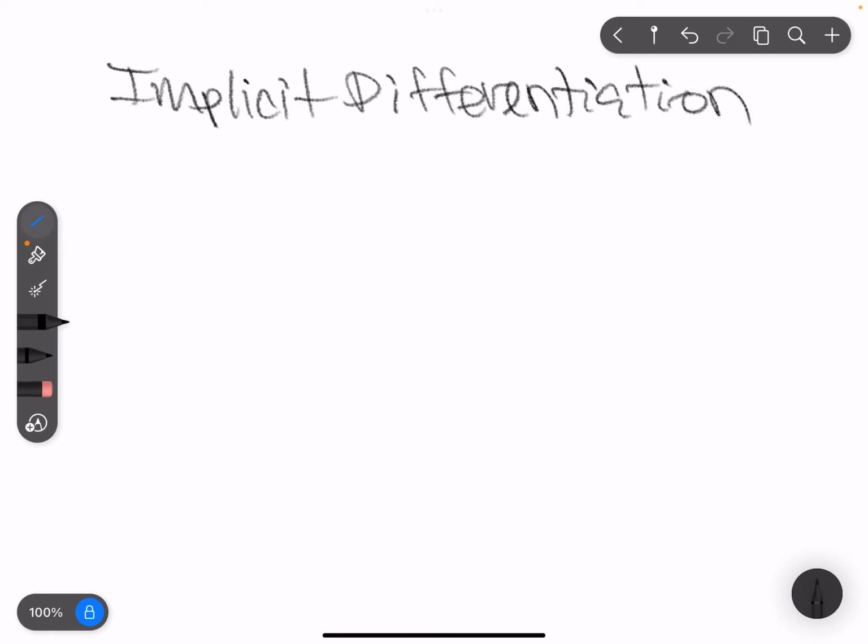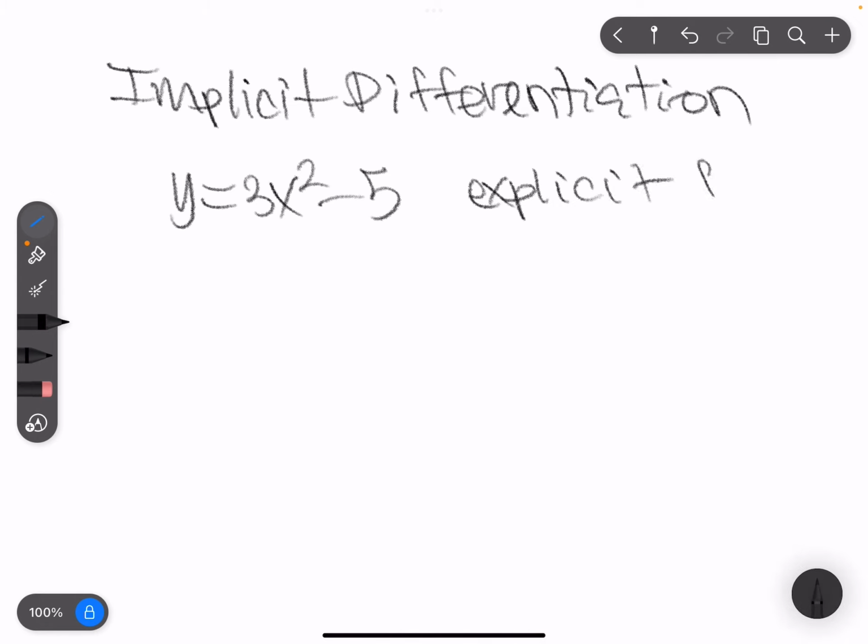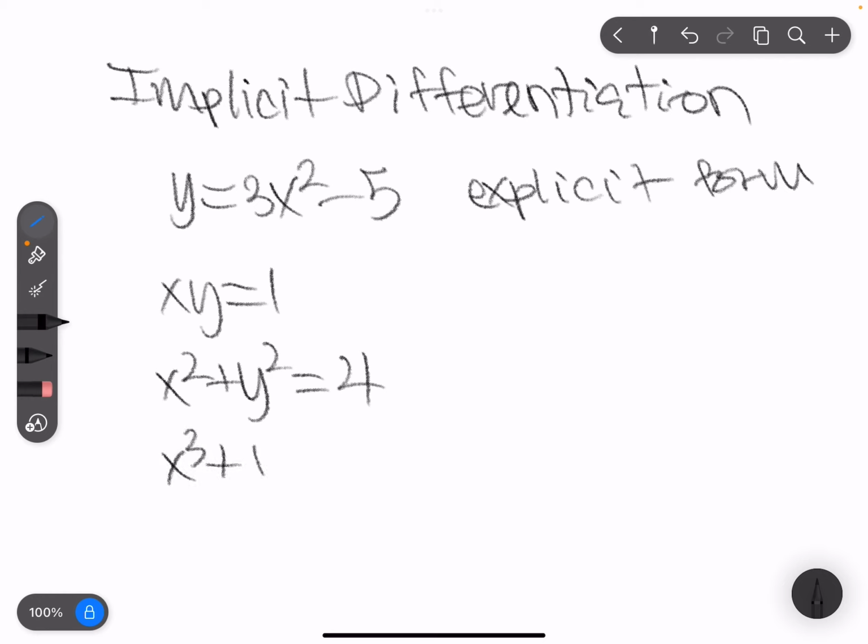So sometimes a function is defined explicitly. For example, if we define y equals 3x squared minus 5, this is an explicit form of definition of a function. If we say xy equals 1, or x squared plus y squared equals 4, or x cubed plus y cubed minus y equals y squared, these are all implicit forms.